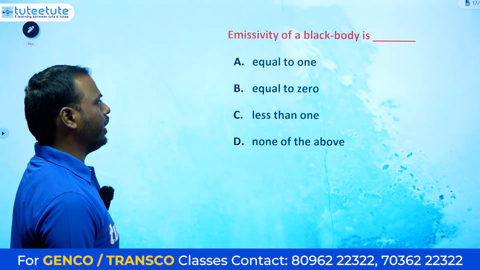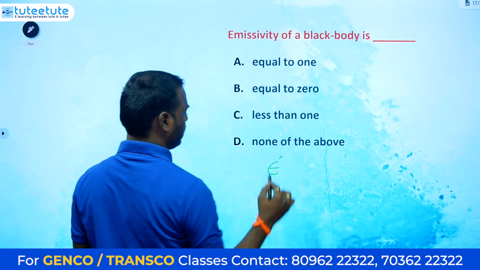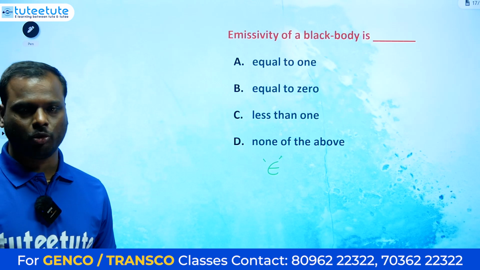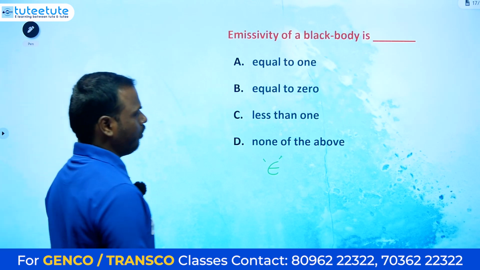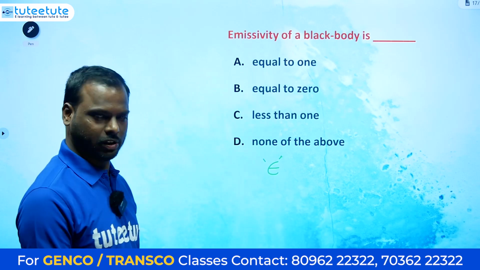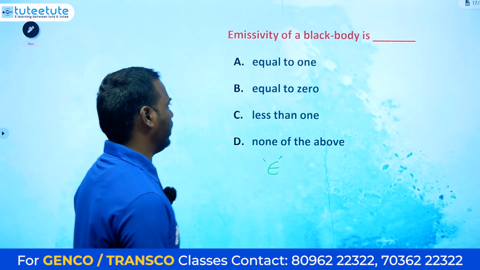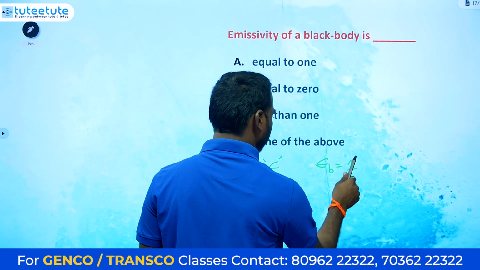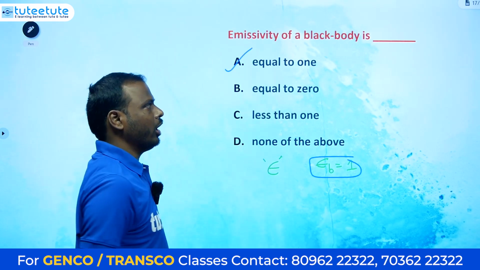Emissivity of a black body is equal to... here emissivity we generally show as epsilon. Emissivity is the ratio of the emissive power of a body to the emissive power of a black body. Generally, emissive power is nothing but transmissibility, whatever the transferred energy. The emissive power of a black body we generally take as 1.